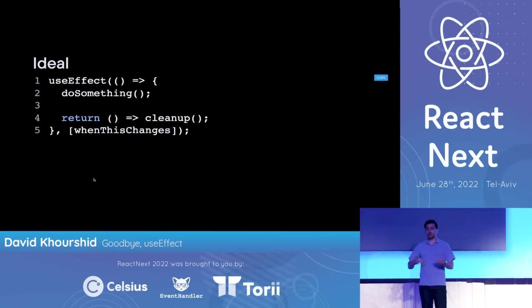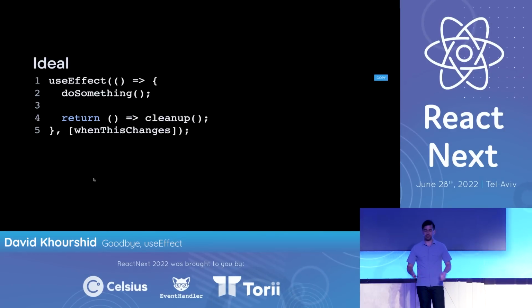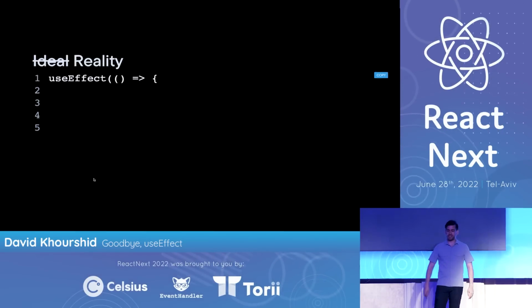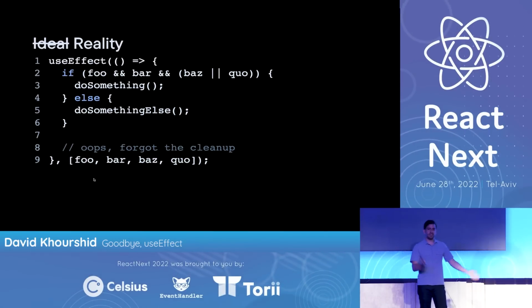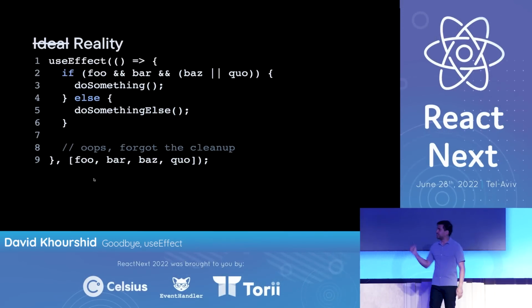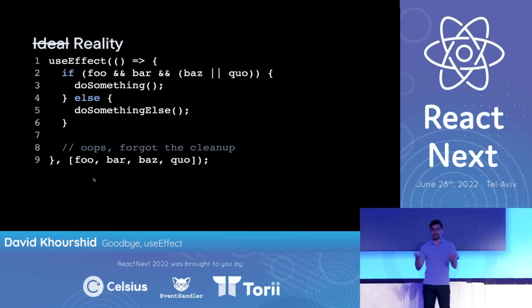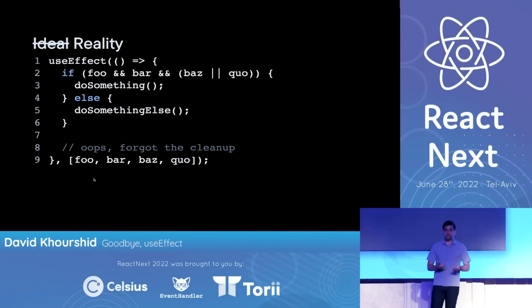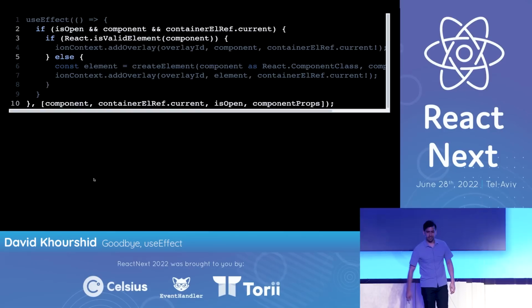But if we're doing useEffect today and we're using it everywhere, we might think, you know what? useEffect is not that bad. We have useEffect, we do something, we clean it up, and then when something changes, it executes again. But this is the reality. We have a big nasty if statement in there. We have a bunch of dependency arrays, and chances are we're going to forget the cleanup function.